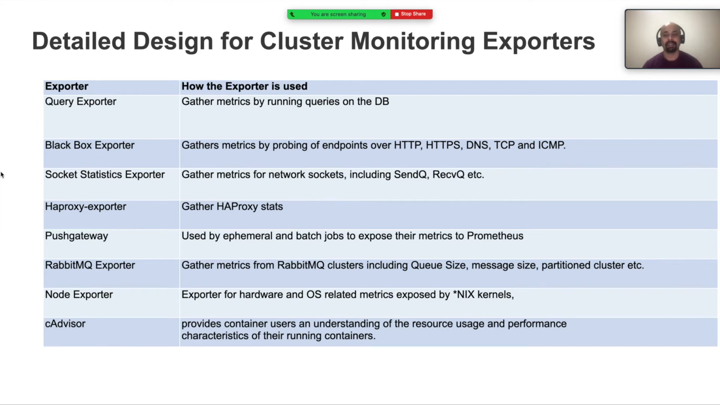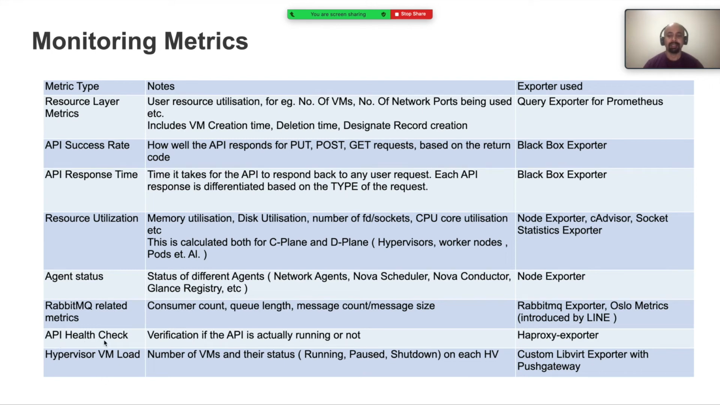Then we have the socket statistics exporter. This basically gives us network statistics on the Linux system. For example, the length of the send queue, the receive queue, the network sockets, and that information. Then we have the HA proxy exporter. This basically gathers the HA proxy statistics as well as it provides basic API health check information, which I have mentioned here. The API health check can be done by the HA proxy exporter.